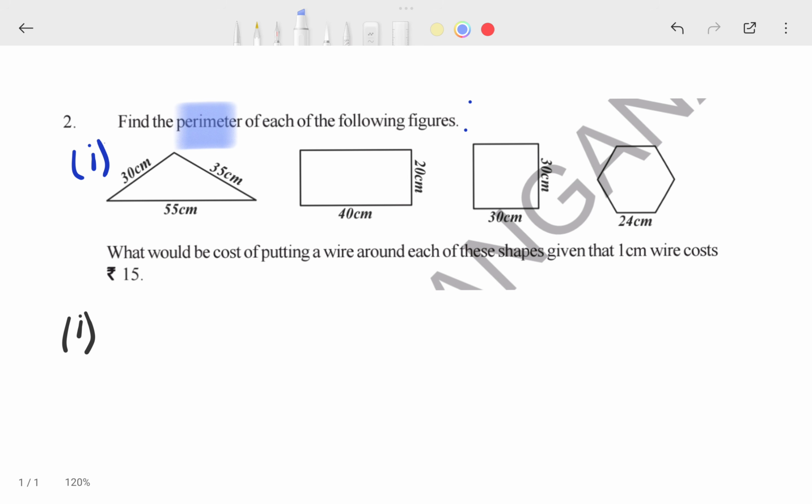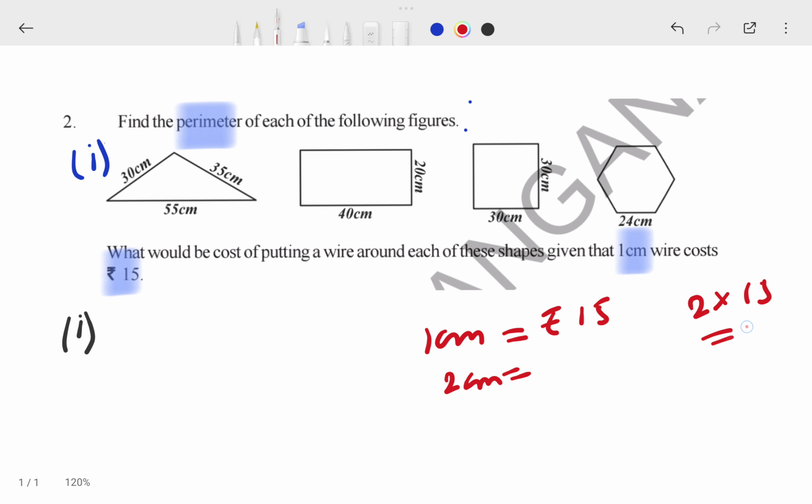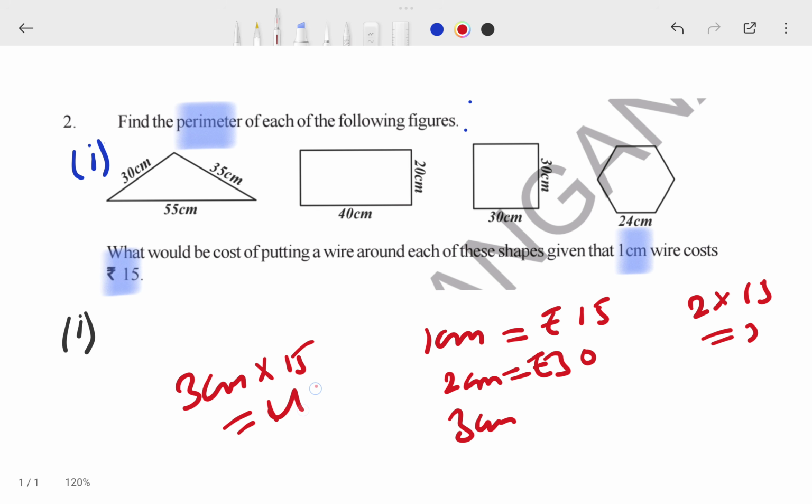It says that the wire cost for 1 centimeter is 15 rupees. If you put 1 centimeter of wire, the price will be 15 rupees. If you put 2 centimeter of wire, the price is 2 times 15, which is 30 rupees. If you put 3 centimeter of wire, since 1 centimeter costs 15, then 3 times 15 is 45 rupees. So the price will be 45 rupees.